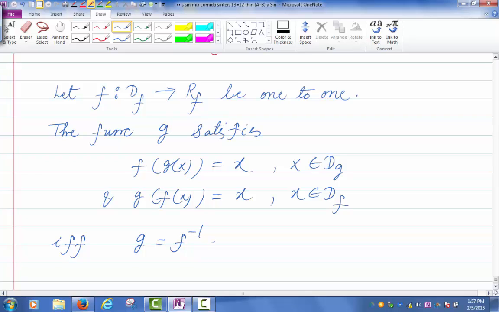So if you have any function g such that the composition of g with f in any order is just the identity function x, okay, then you know that g has to be the inverse of f. Okay, that's what I mean, that f inverse is completely determined by those two properties. Okay, is everybody clear what I said? Okay.